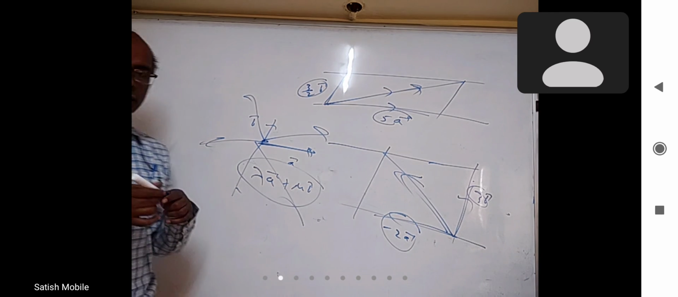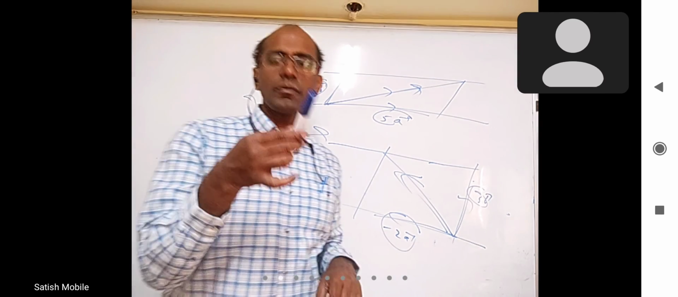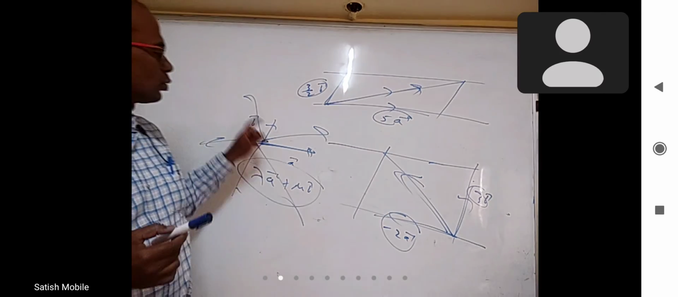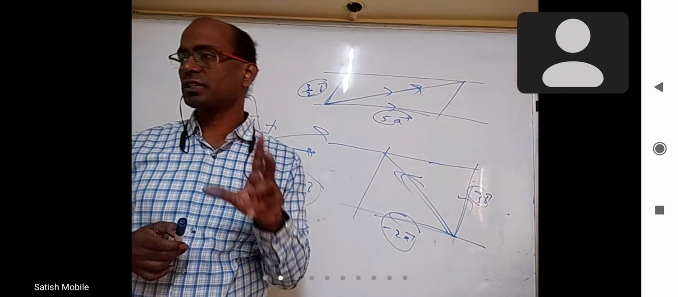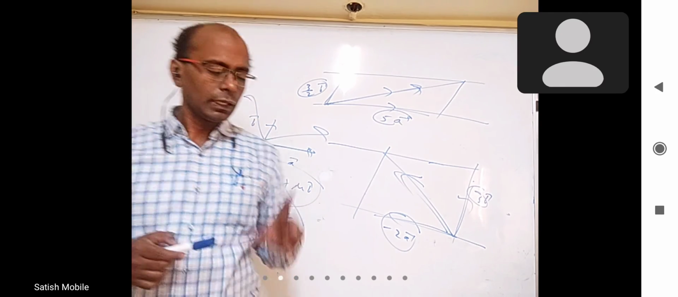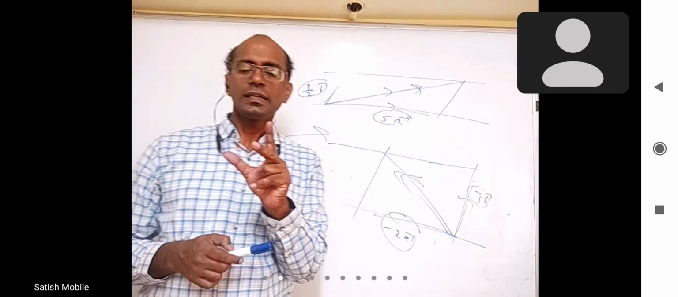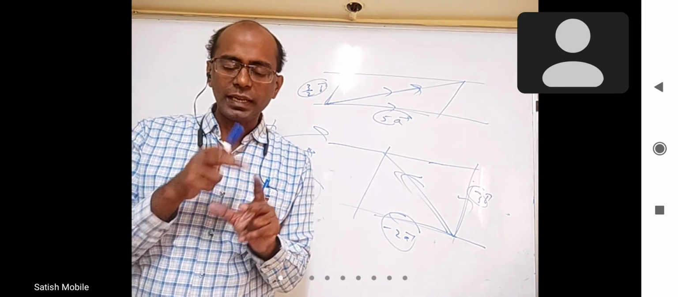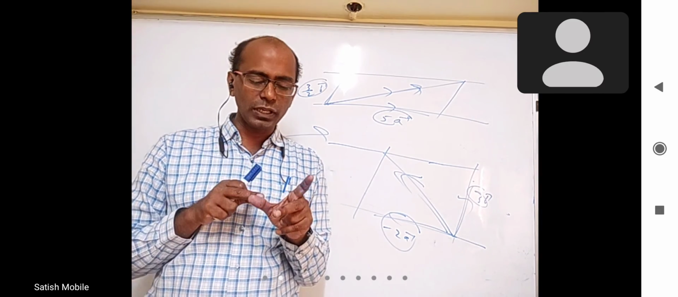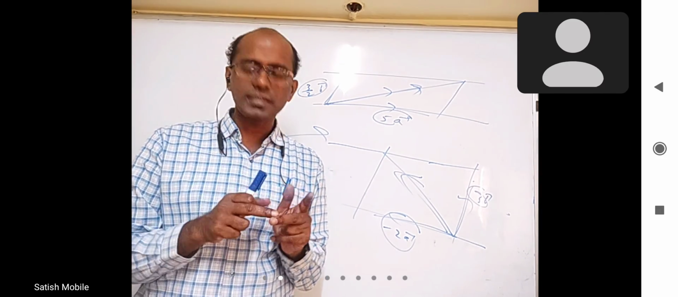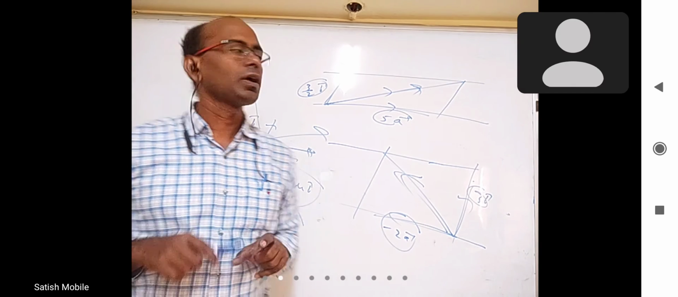If you want to express some vector in the space, if you know two vectors, not sufficient. You should know three vectors in the space. Okay. If you know three vectors in the space, every other vector in the space can be written as a linear combination of them. That means something into this plus something into this plus something into this will give you that. How is that?